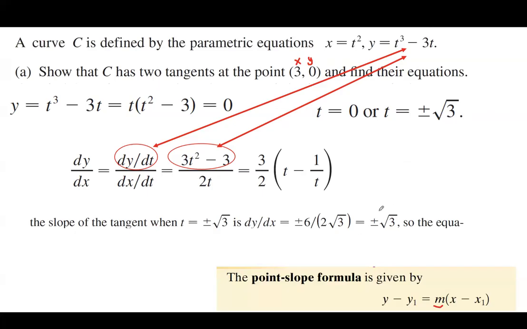So as you can see, we expect to see more than one tangent. Here we have two tangents. Later on, I'll show you the graph and you'll see why we expect to have more than one tangent.